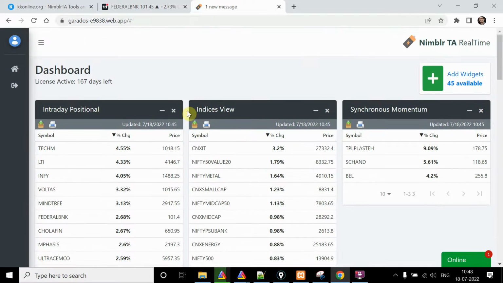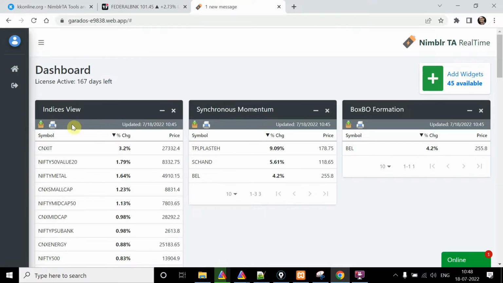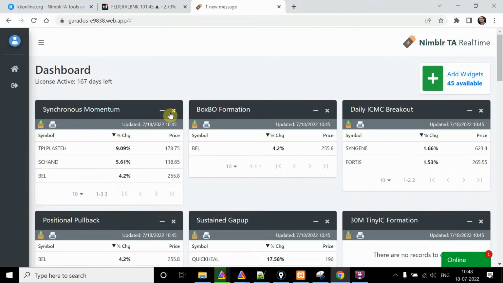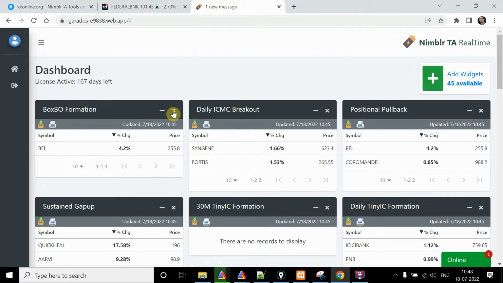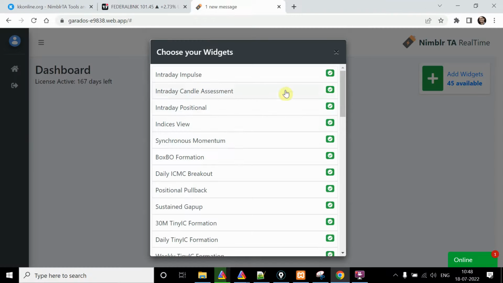Let's remove the widget. I don't like this widget. Let me minimize it or let me remove it. I am not interested in the indices view. Let me close it. Let me close the synchronous momentum and so on. So I can just align myself based on the widgets.